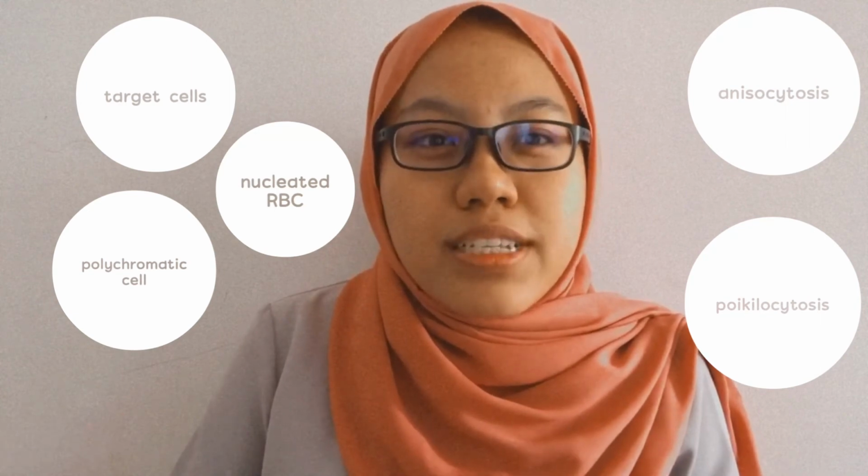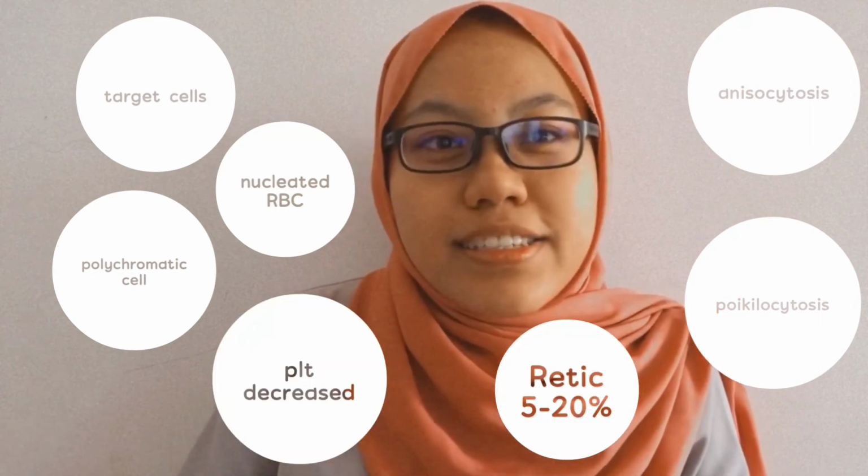So as you see in the picture, other than polychromasia and the erythrocytes, in the PBF of hereditary spherocytosis you can also find target cells, anisocytosis, poikilocytosis, polychromatic cells, and nucleated RBC, which are usually present in severe cases, and others.